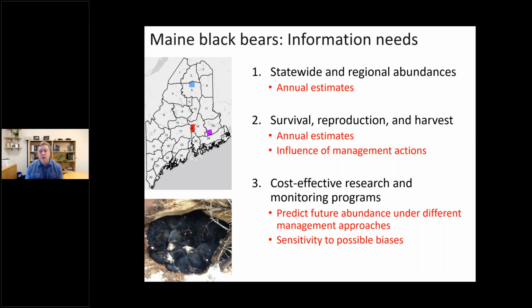And this was looking for a way that we could predict future abundance under different management approaches. And so saying, well, what if the number of permit sales changed in the future? How would that affect population dynamics moving forward? But then also we wanted to think about some of the sensitivity to possible biases that are in these data sets that we're using to estimate statewide abundance. So for instance, if there's a change in reporting rates or uncertainty in reporting rates, how much impact would that have on them making a decision about what's the most appropriate way moving forward?